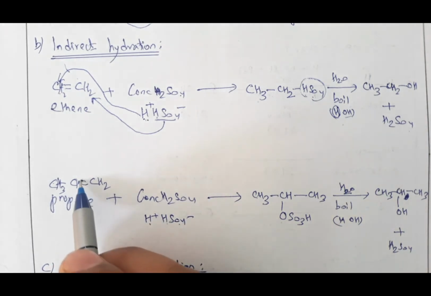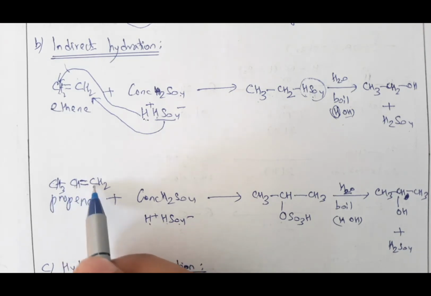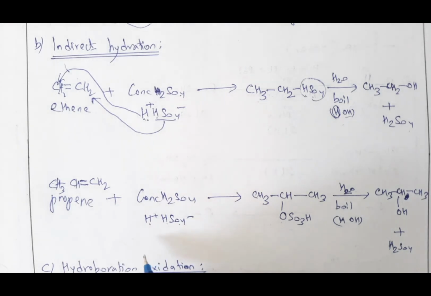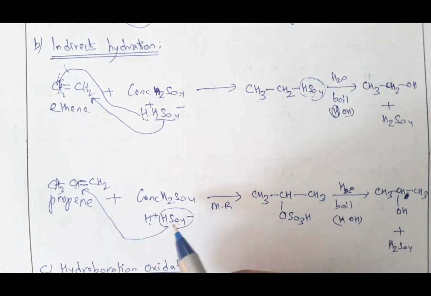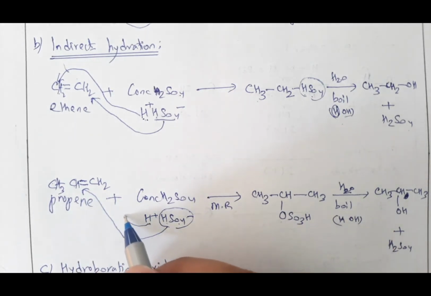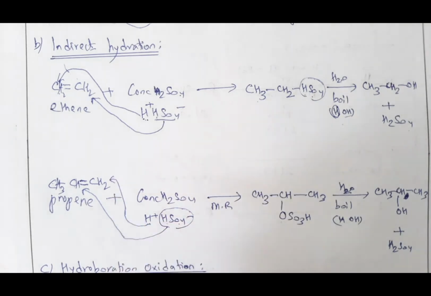But if you see double bond, adjacent carbon, they don't have the same number of hydrogens. So it is again unsymmetrical. So if it is unsymmetrical, we have to follow which rule? Markovnikov rule. MR means Markovnikov rule. So when you apply Markovnikov rule, negative will go to the carbon containing less hydrogen, and positive will go to the more hydrogen containing carbon.